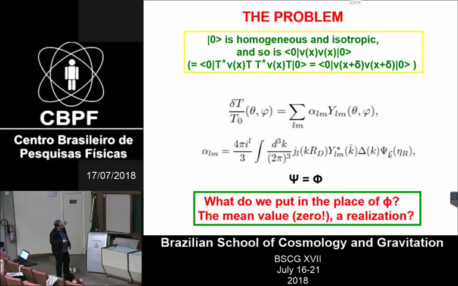So the metric perturbation, which, remember, I am quantizing everything, now comes from a quantum description, gives this alpha here, which in turn gives this delta T over T. Now, what do we put in place of phi or psi? We put the mean value, but the mean value is zero. The mean value is zero because if you are in the vacuum state and you expand psi in terms of creation and annihilation operators, if you calculate the mean value, it's zero. So what do we do with this?